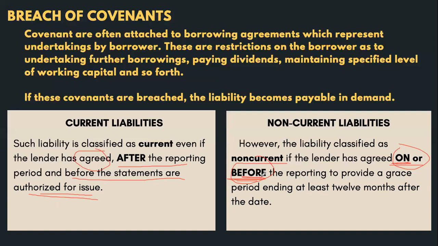So therefore, since you have agreed, the debt is not payable on demand anymore. Why? Because there is a grace period. Di ba? With a grace period, the lender cannot collect within that grace period. So automatically, the liability is classified as a non-current liability, if you agreed on or before the reporting period. Because you had already settled it before you reported, di ba? So you had already agreed. So therefore, the liability is classified as a non-current liability.